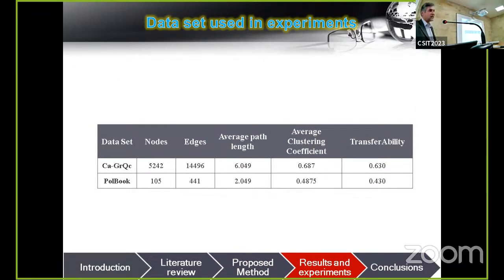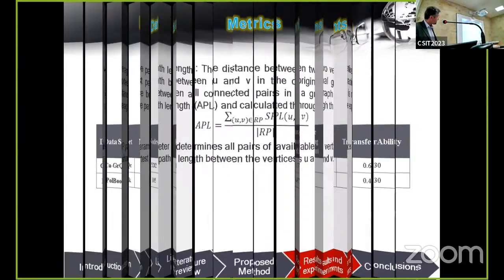We have 2 data sets in this experiment, GRQC. You can see the number of nodes and edges. The CA-GRQC is a data set for writers. For example, if a paper has 3 editors, we have a triangle in which they are all connected to each other. And Polbooks is related to the USA collection.